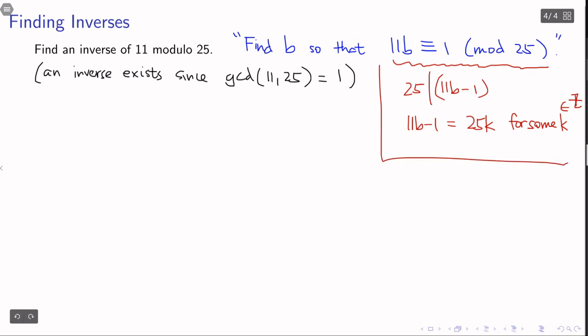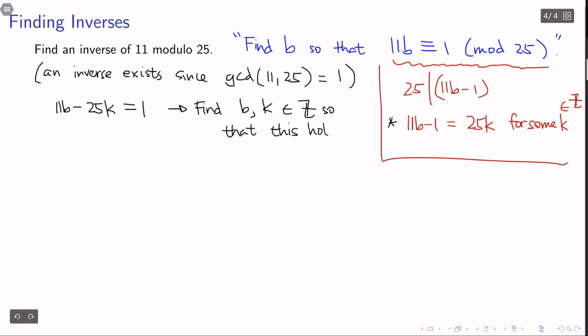Okay, so how does this help us here? I can actually rewrite this statement as, let's see, 11b minus 25k is equal to 1. Right? And we're looking for an integer b for which this is true. Right? In fact, as long as we can find a pair of integers b and k so that this holds, then we're done. Right?